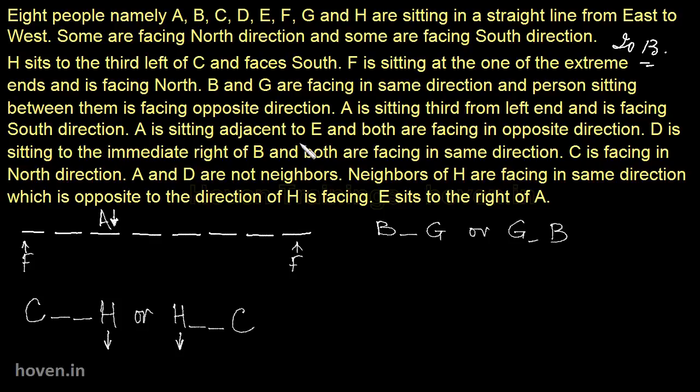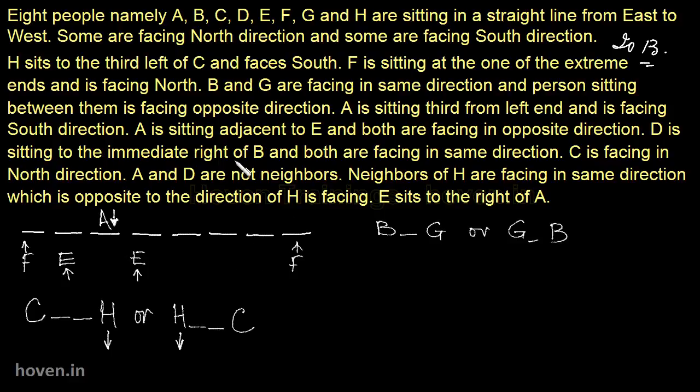A is sitting adjacent to E and both are facing in opposite directions. So E is also not known exactly where. The only thing that is known is that he is either here or here and is facing upwards. So this is what we have right now.